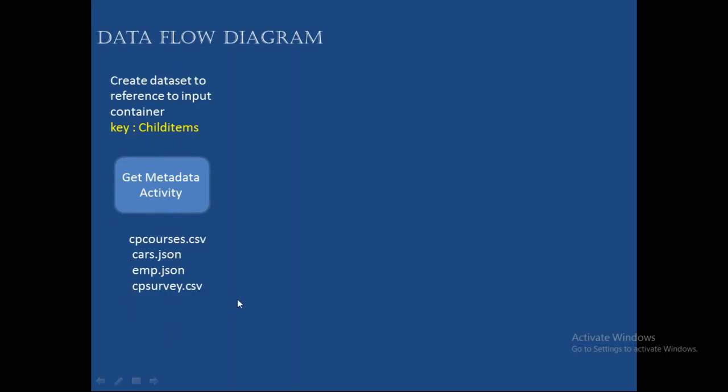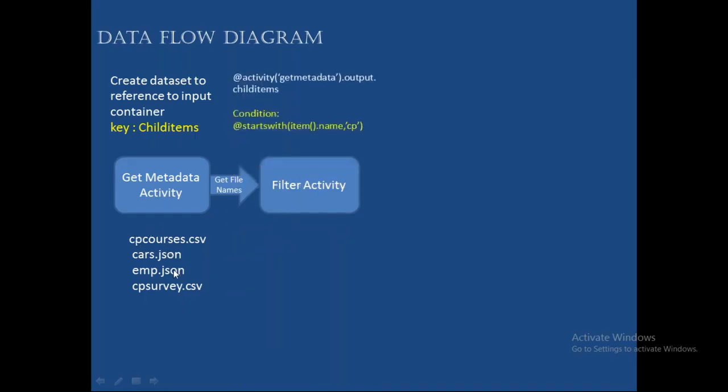In this file list, I want to pick only the files which have a name starting with CP, Cloud Pandit. Only those files I need to pick. For that, you pass all these files to the next activity, called the filter activity. To this filter activity, you need to pass all these file names. How you will pass them is something like this.